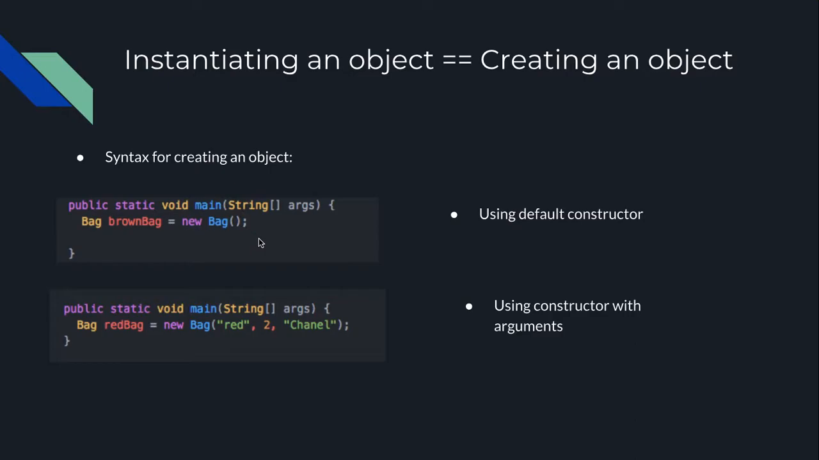And the same thing happens with the second constructor that we overloaded. Here in this example, once again, we declare a bag data type, and then the variable name is red bag. So this is the declaration right here. And the right hand side, when we're initializing, we are using the keyword new, and we are using the second constructor where we're taking in the color, the number of items, and the brand name.